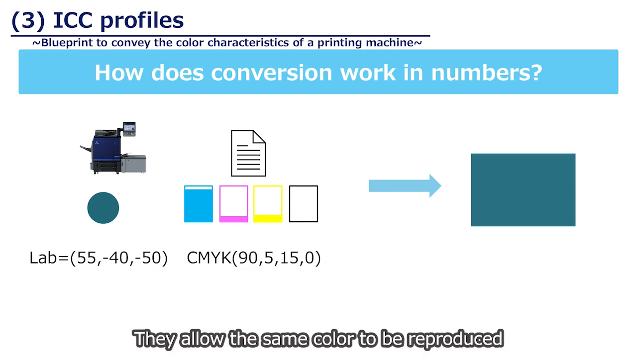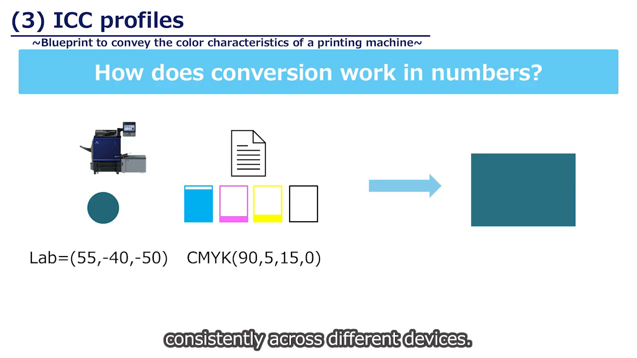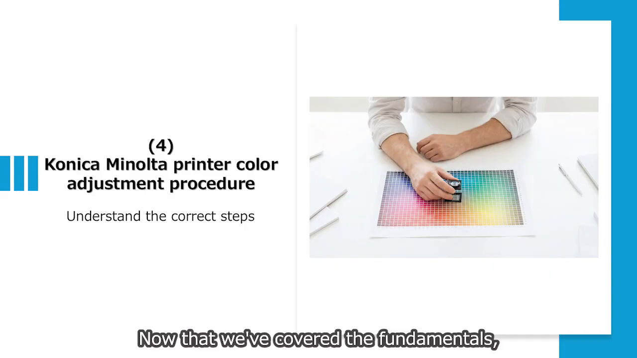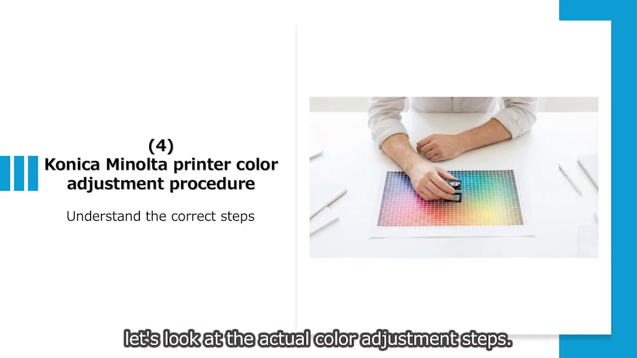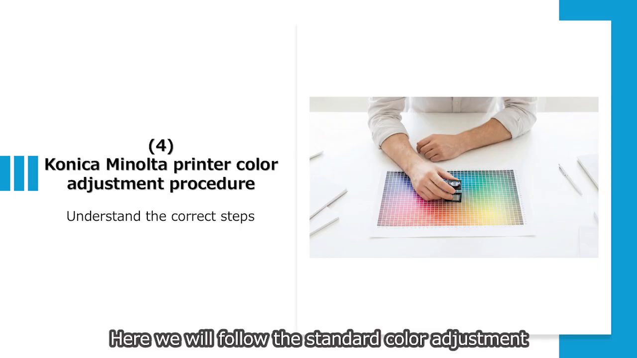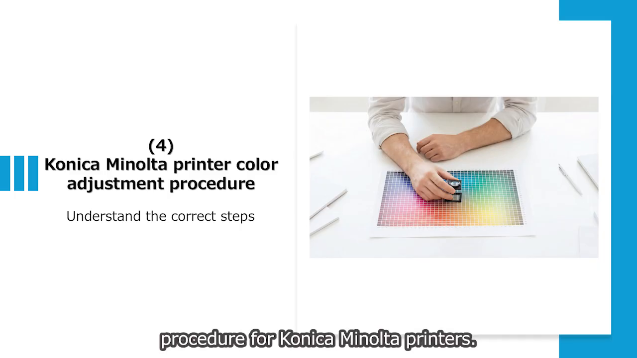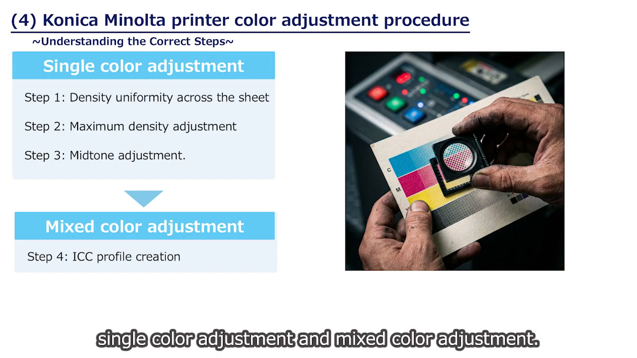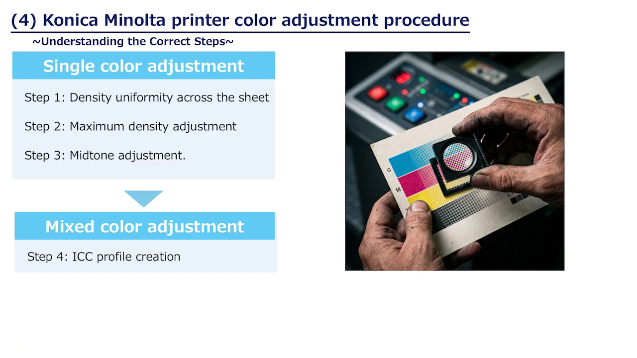They allow the same color to be reproduced consistently across different devices. Konica Minolta printer color adjustment procedure. Now that we've covered the fundamentals, let's look at the actual color adjustment steps. Here, we will follow the standard color adjustment procedure for Konica Minolta printers. The process is divided into two main stages: single color adjustment and mixed color adjustment.